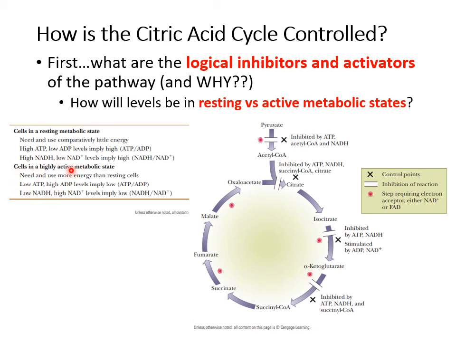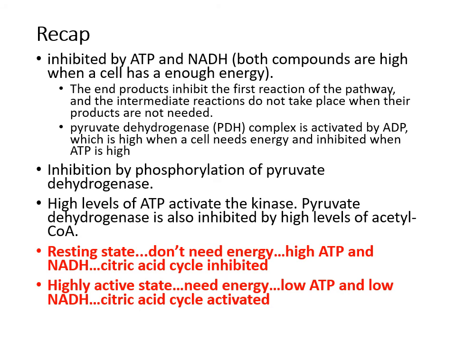The opposite of that is a highly active metabolic state. If you're active, you need energy, you need more ATP. So in that scenario, you'll consider the ATP and the NADH too low, so then you will activate the citric acid cycle to make more. This is a recap of those concepts, and make sure you're very comfortable with what conditions would inhibit the citric acid cycle and what conditions would activate it, okay? Because those are easily made into exam questions.